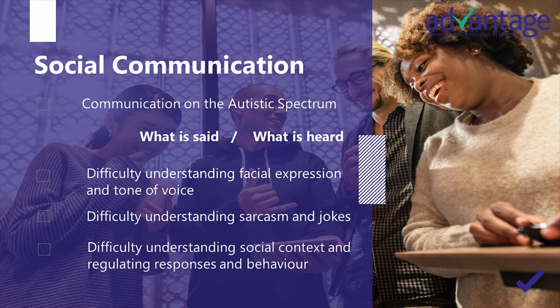Communication for people on the autistic spectrum can be difficult as there is often confusion between what is said and what is heard. There can also be difficulty understanding facial expressions and tone of voice, difficulty understanding sarcasm and jokes, and difficulty understanding social context and regulating responses and behaviour.